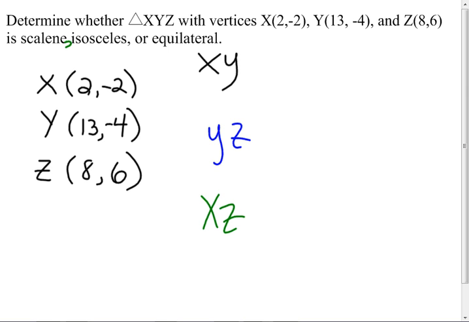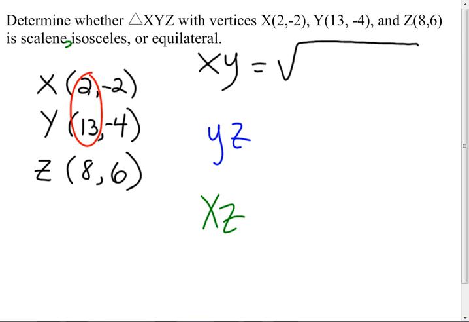So to do XY, it's the square root of, okay, what's the distance there, 2 to 13? Especially not in this class. 2 to 13.